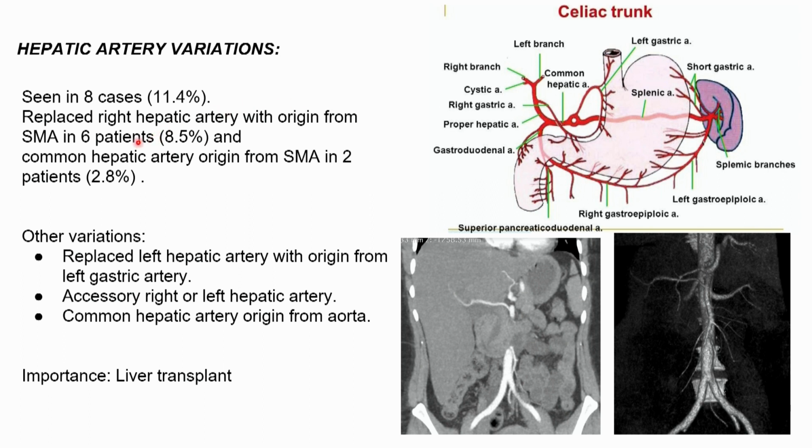So, in my study, replaced right hepatic artery having origin from SMA rather than having origin from celiac trunk was seen, and also common hepatic artery origin from SMA was seen. The other variations of hepatic artery include replaced left hepatic artery having origin from left gastric artery and accessory right or left hepatic artery. Also, common hepatic artery origin from aorta can be seen. This holds importance mainly in case of liver transplant.